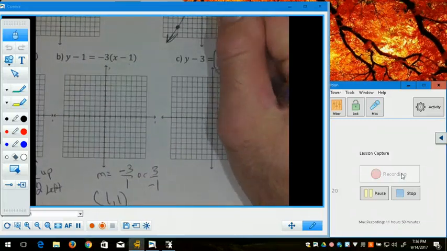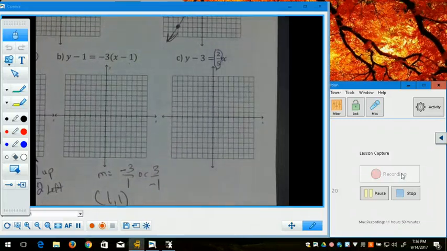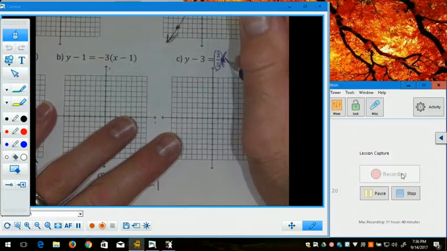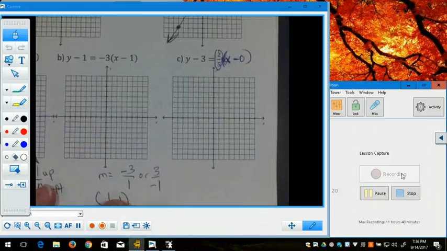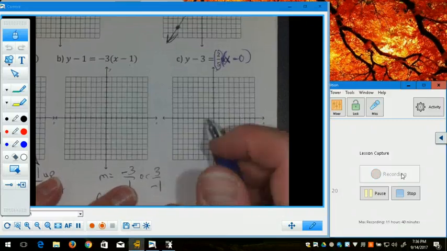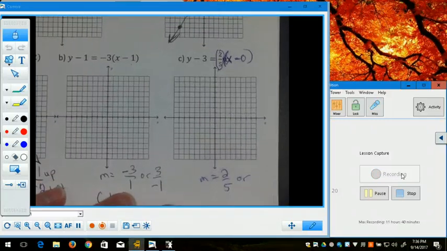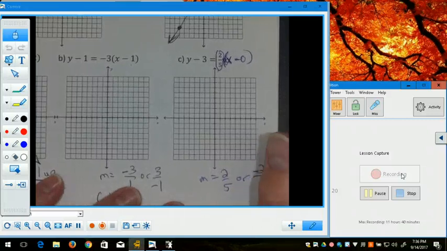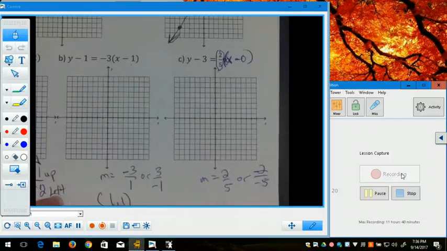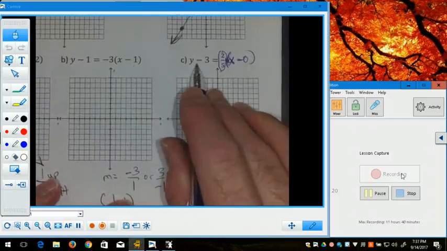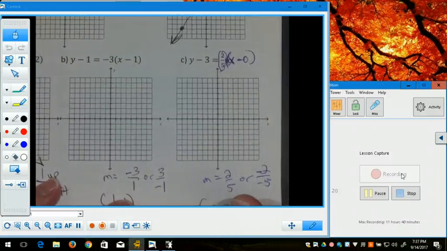In letter C, the slope is multiplied by x. In this case, I have no parentheses though, because my parentheses, if they were there, would be x minus 0. So that's why they dropped the parentheses, it's just the variable x. So that means that, yes, my slope is 2/5, or if I need to reverse it, it would be -2 over -5. And my point is 0, the opposite of what I see next to the y, so +3.